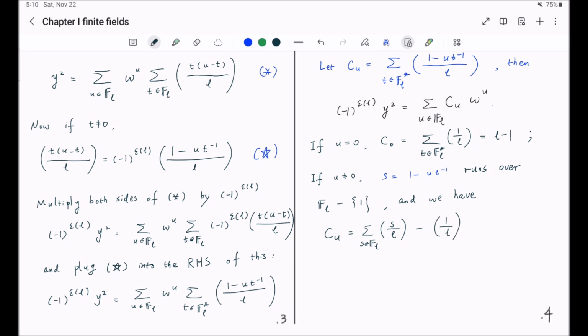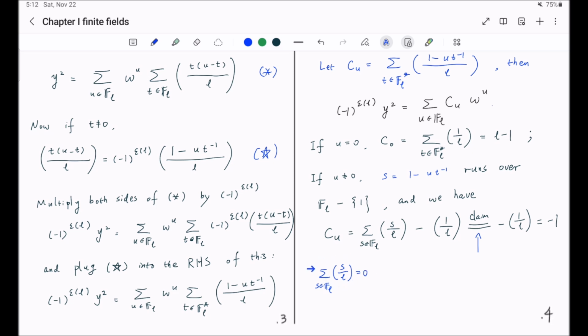And now we claim that this sum is equal to 0. So this thing is just equal to minus (1 over L), which is just -1. And now let me explain why this claim is true. This claim follows from the results of the previous section.